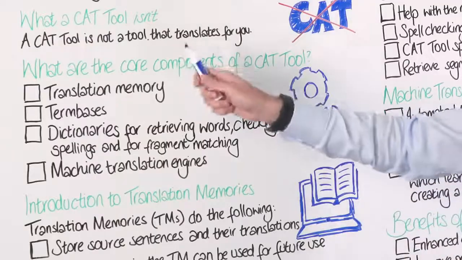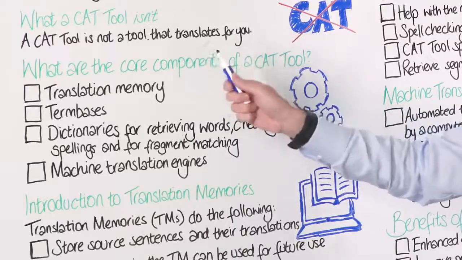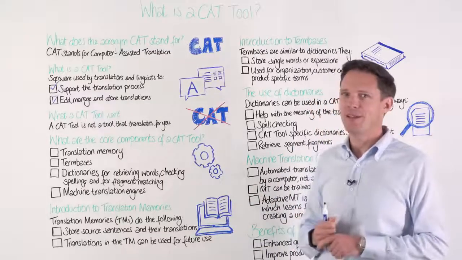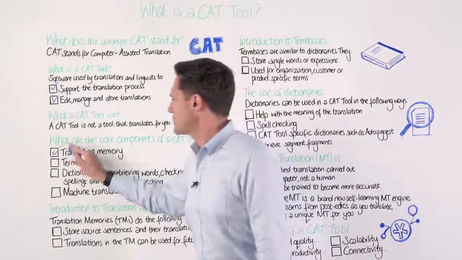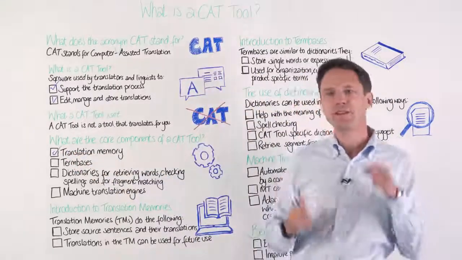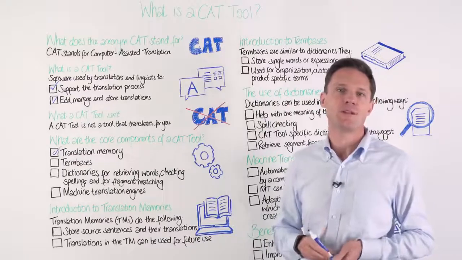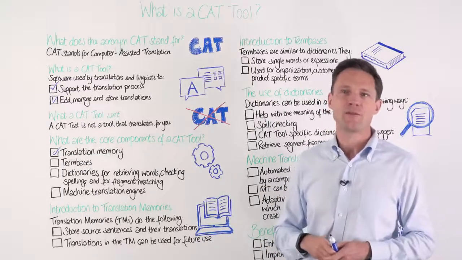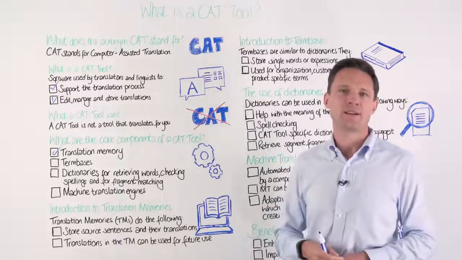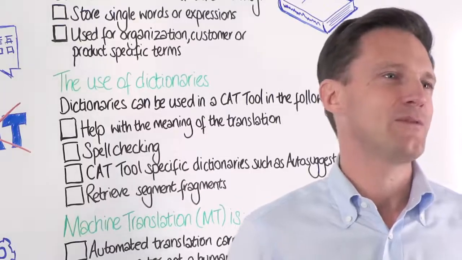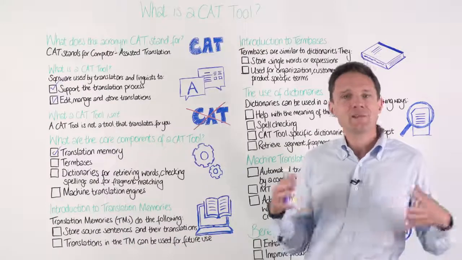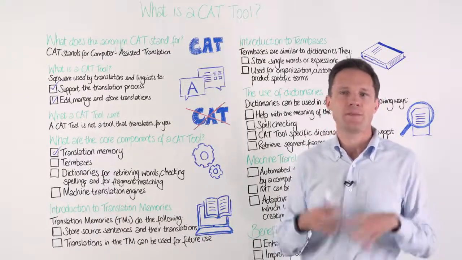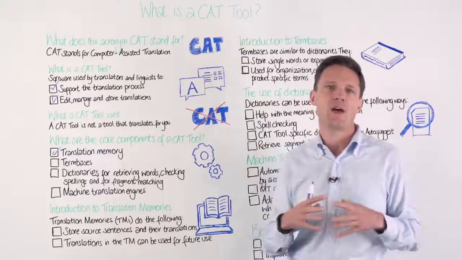Let's continue with the core components of a CAT tool. What's inside a CAT tool? Lots of different things. So, translation memory. This is one of the key essential components of a CAT tool, and it is a technology that has been around for over 30 years. If you want to find out more, there's lots of information online. It's really old technology that has evolved over quite a long time, and that's at the heart of a CAT tool.